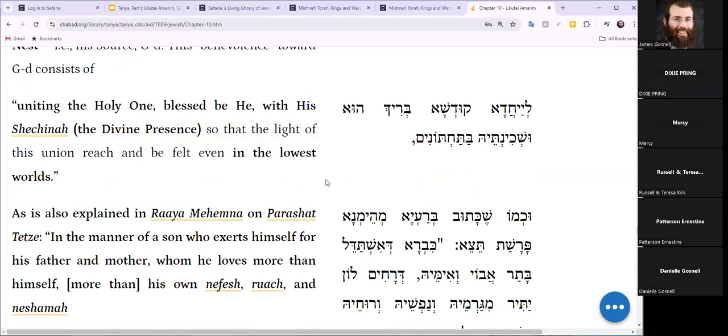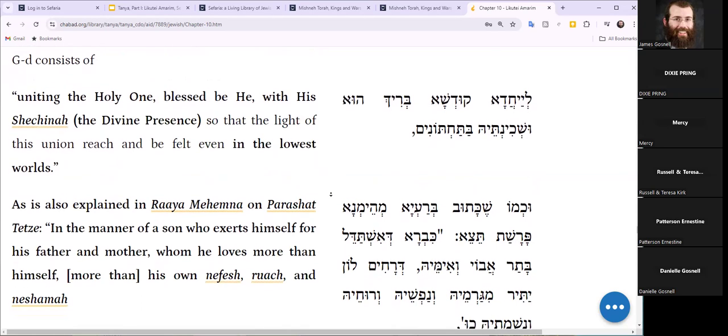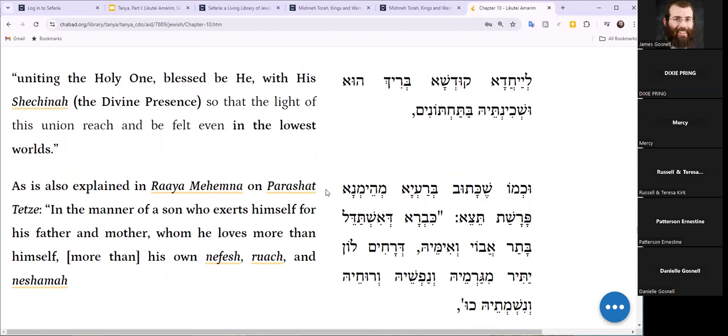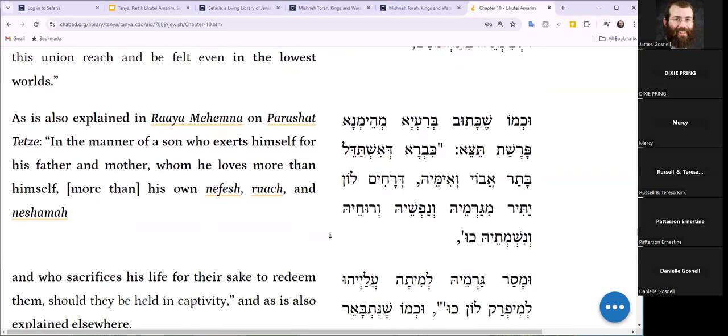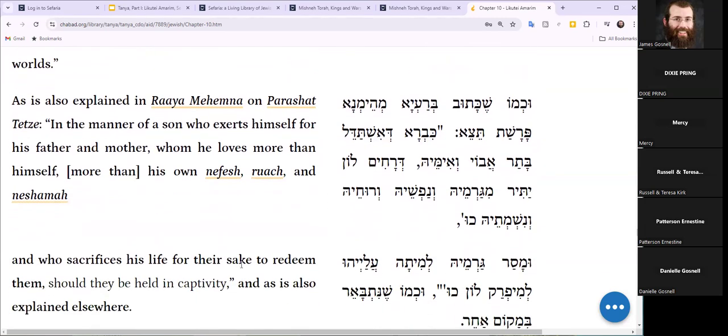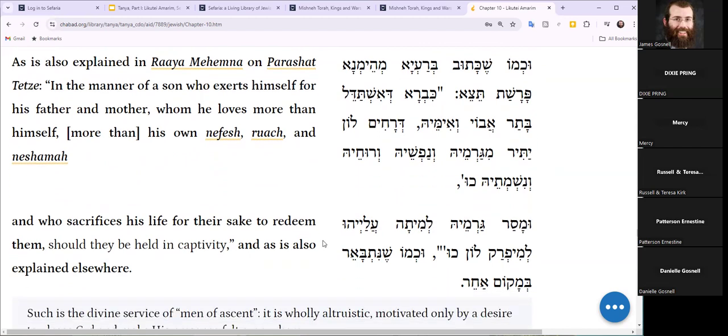On Parshas Ki Teitzei, in the manner of a son who exerts himself for his father and mother, whom he loves more than himself, more than his own nefesh, ruach, and neshama, and who sacrifices his life for their sake to redeem them. Wow. Should they be held in captivity, and as is also explained elsewhere.